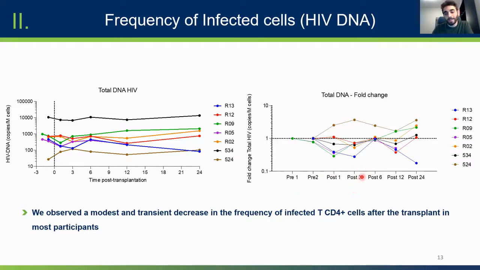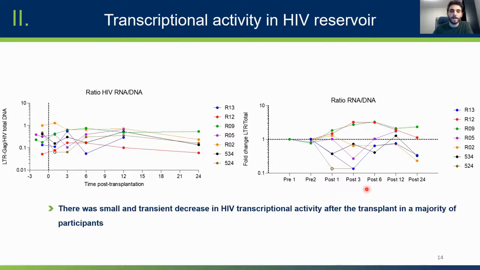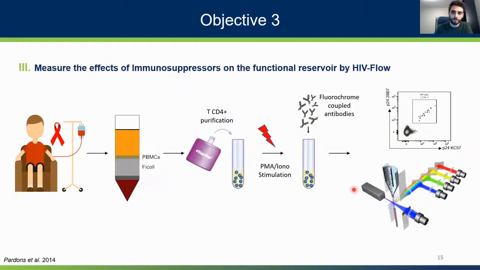But what we do see is a small and not significant decrease in the size of the reservoir, or at least in the amount of copies of HIV DNA found in the month following the transplant. However, that decrease was not maintained over time. And when we look at the transcriptional activity, we do see the same trend as the DNA, with decreases that are not significant and that are found in most participants, but are not, again, maintained over time.